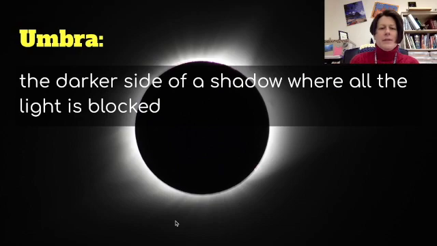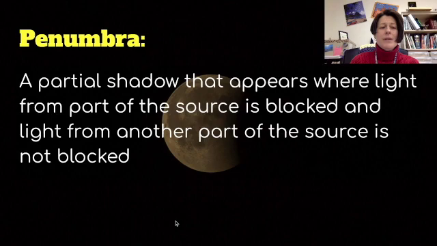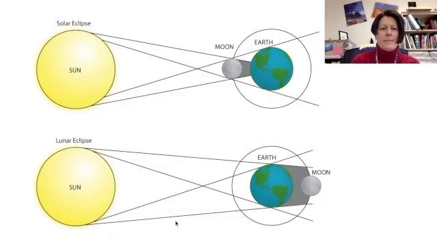Now, when we talk about eclipses, there is something called the umbra. This is the darker side of a shadow where all the light is blocked. And behind this, in the picture in the background, you can see a solar eclipse. And a penumbra is a partial shadow that appears where light from part of the source is blocked and light from another part of the source is not blocked. And in the background, you can see a lunar eclipse happening.